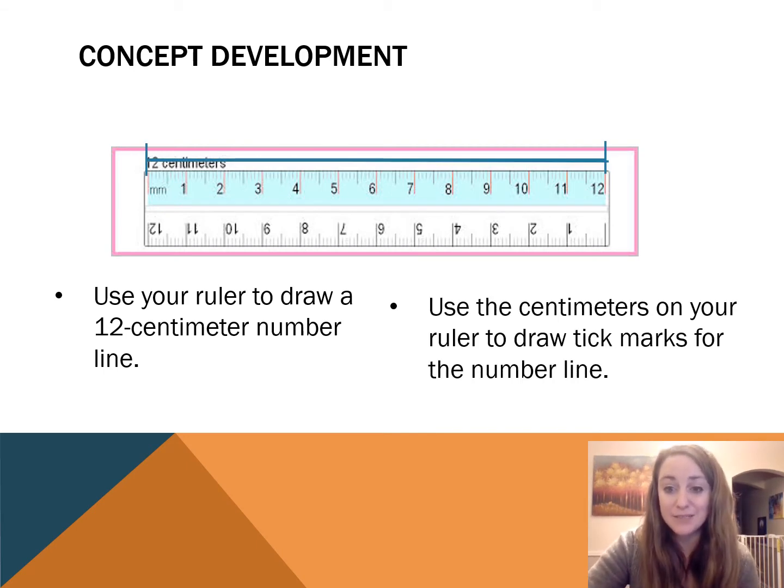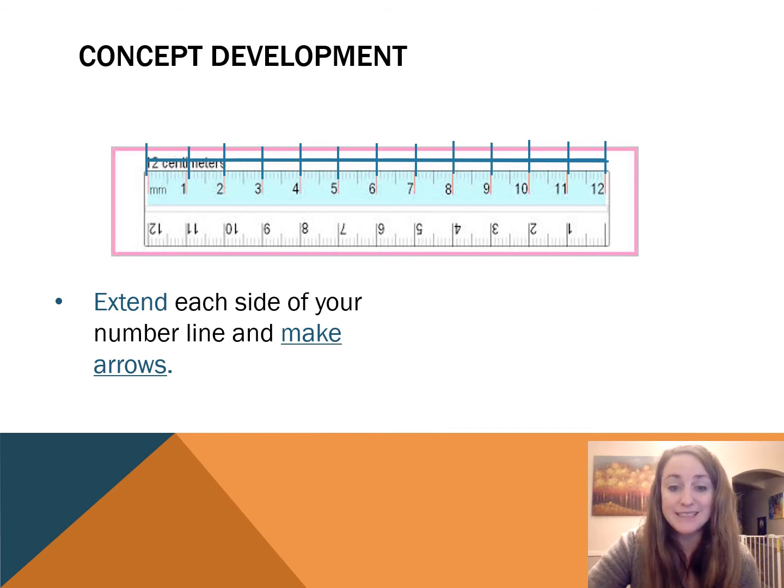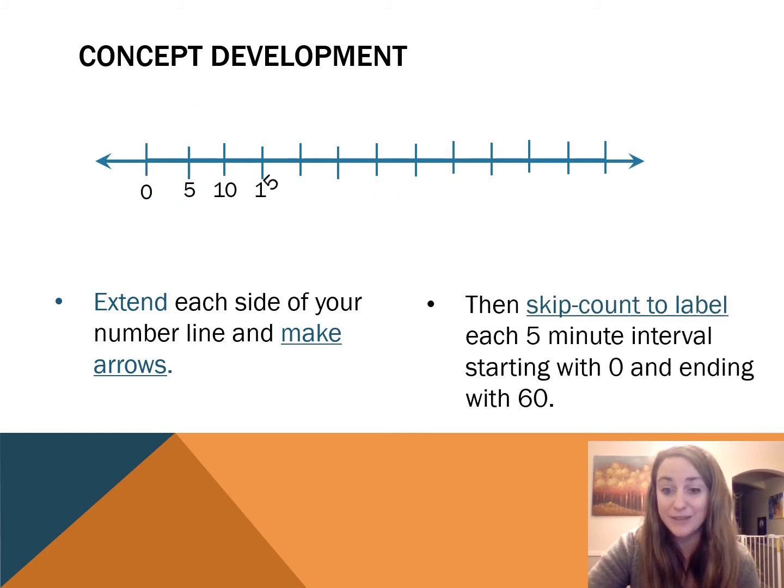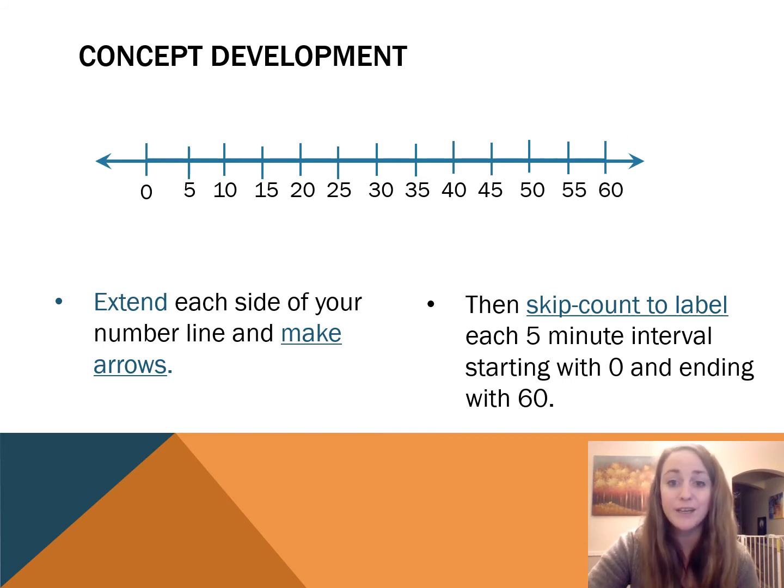Now, use the centimeters on your rulers to draw tick marks for the number line. Check out my animation as it shows exactly where to draw your ticks. Notice that they match right up with the ruler. Extend each end of your number line and make arrows. We do this to show that time is continuous. Then, skip count to label each 5-minute interval, starting with 0 and ending with 60. 0, 5, 10, 15, 20, 25, 30, 35, 40, 45, 50, 55, 60.